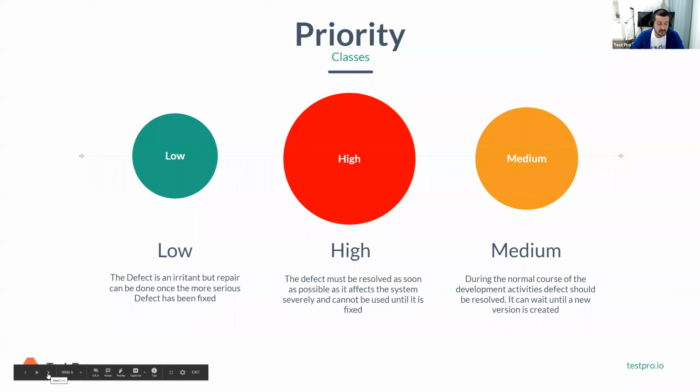Okay, it doesn't mean you don't have to report them. Again, because managers can measure your work productivity based on different factors. One of them could be the number of defects opened, for example.